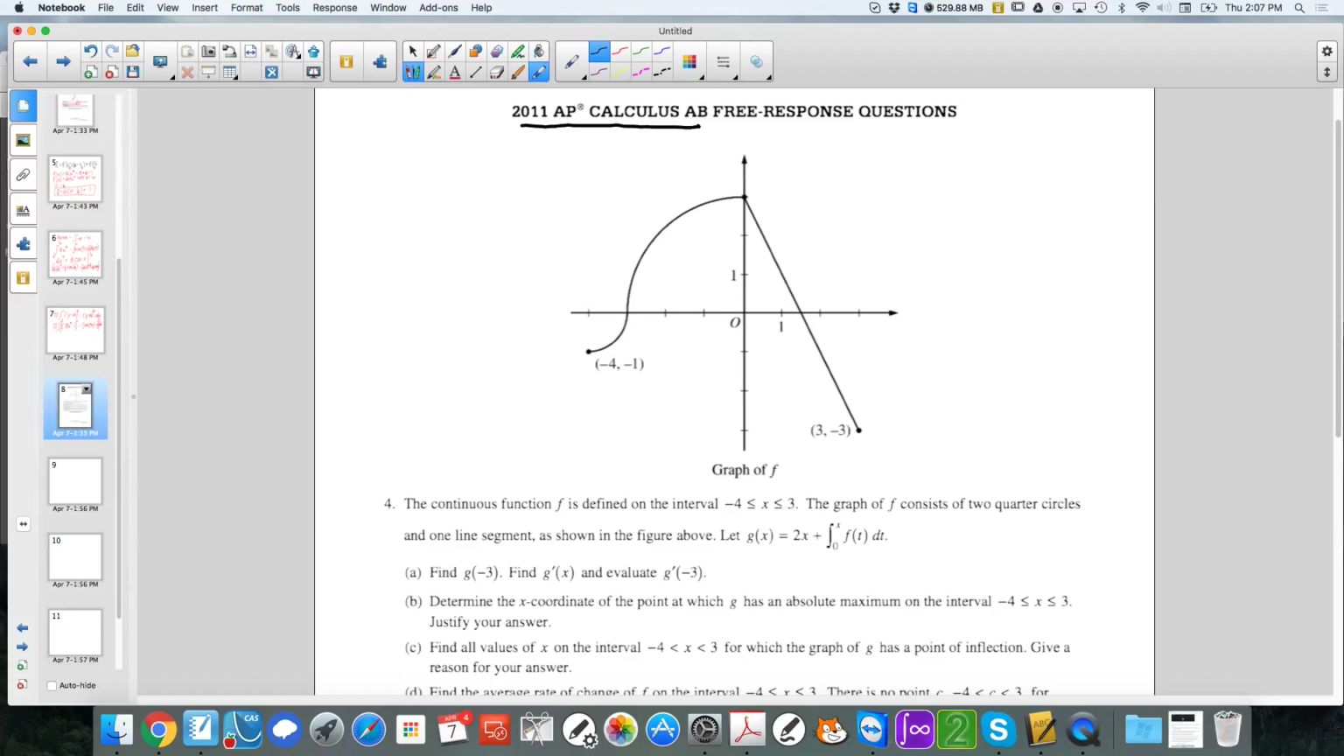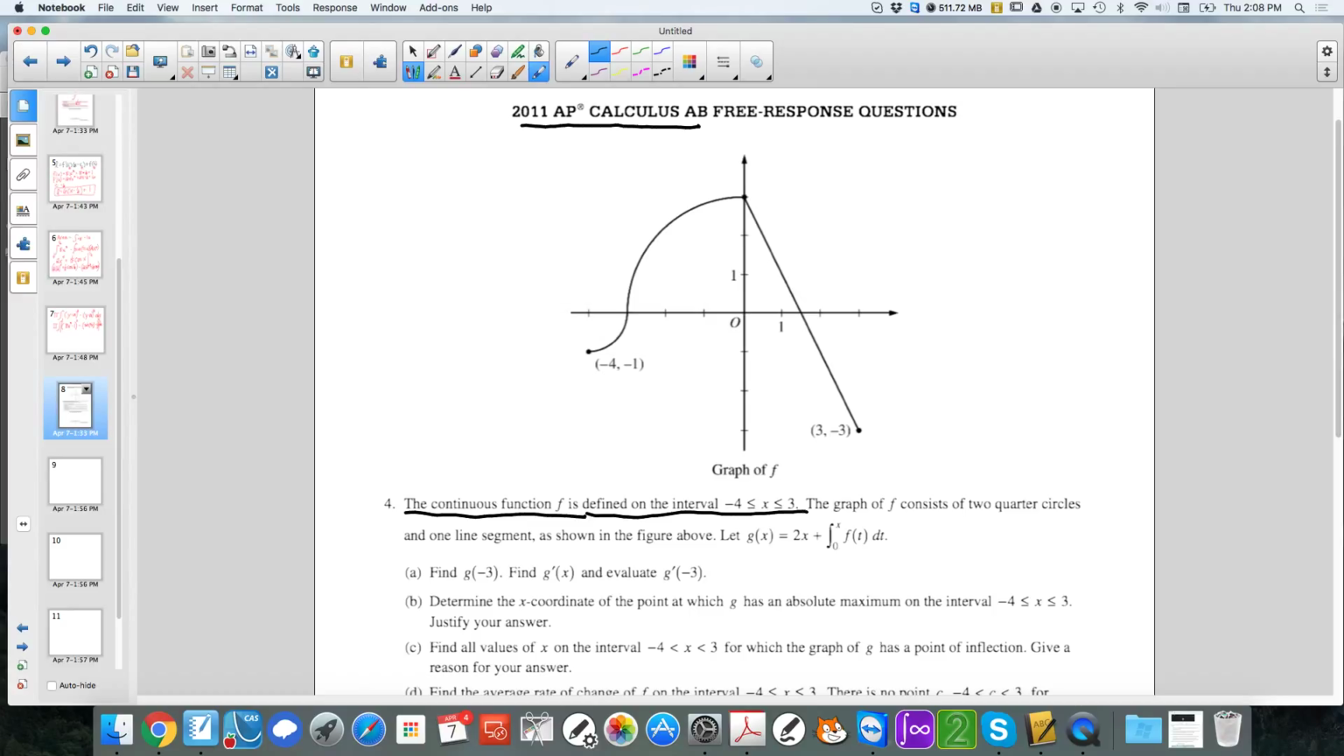So I'm going to read all these words teenagers don't want to hear. The continuous function f, it's obviously continuous because there's no breaks in it, is defined on the interval -4 to 3. The graph consists of 2 quarter circles. I see one of them right here. I see another one right here. I don't necessarily need to fill them in, but they're probably asking about the area of those.